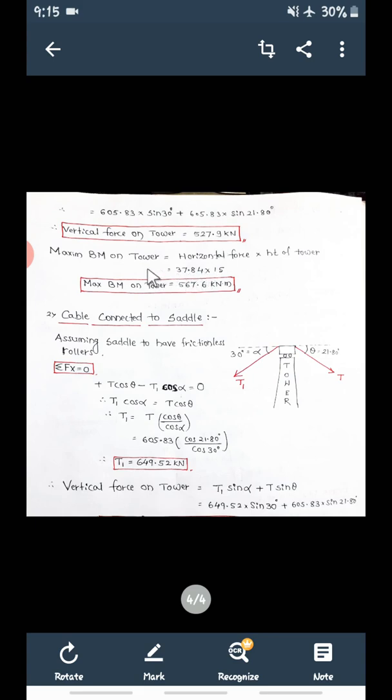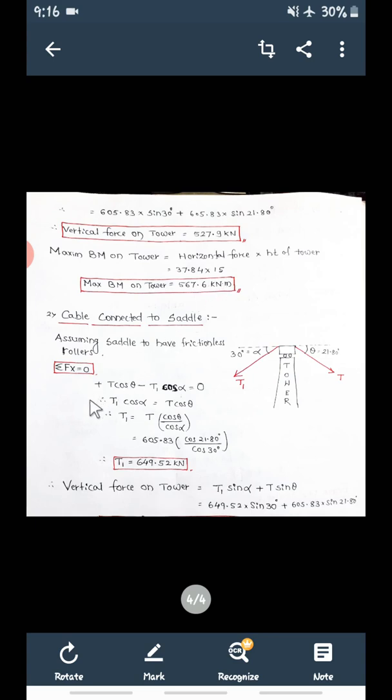Therefore, the maximum bending moment on the tower is equal to the horizontal force into the height of the tower. The horizontal force we have already calculated as 37.84, and the height of the tower is given in the problem as 15 meter. So the maximum bending moment on the tower is equal to 567.6 kilonewton meter.